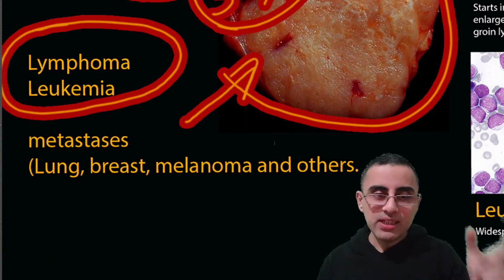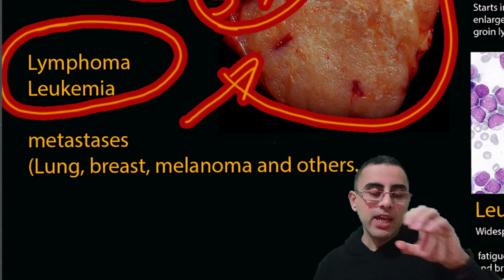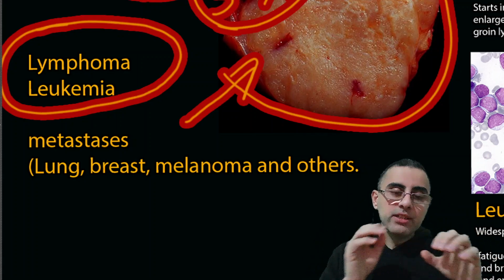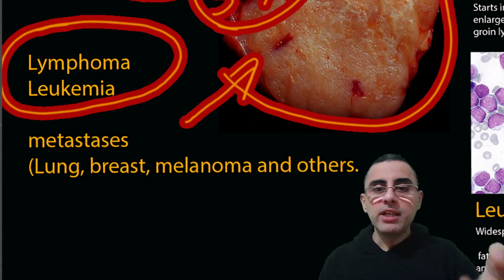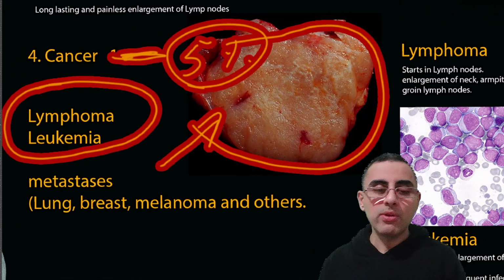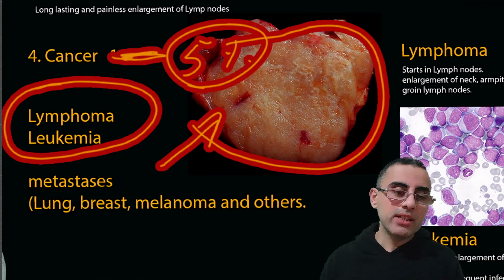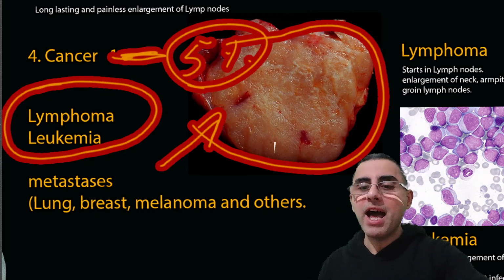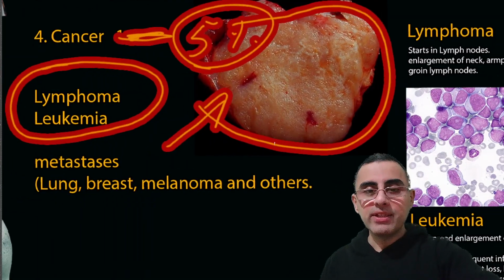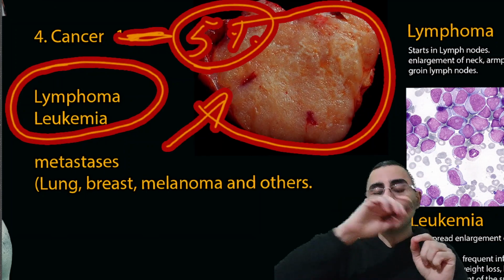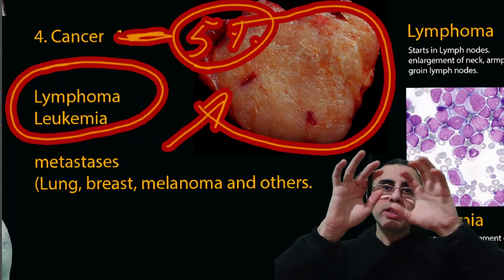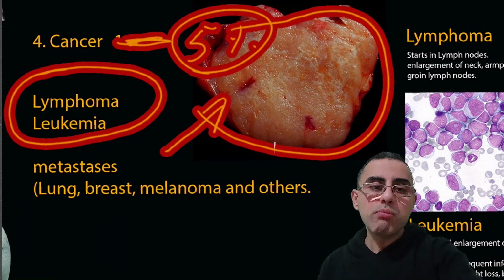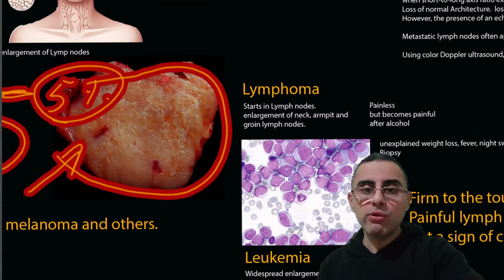And metastasis also causes enlarged lymph nodes, because cancer cells get stuck in the lymph node and start growing. Metastasis from lung cancer, breast cancer, thyroid cancer, melanoma, and from other cancers. So when cancer grows, it also causes enlarged lymph nodes because of spreading metastasis. That's a huge problem in medicine also.